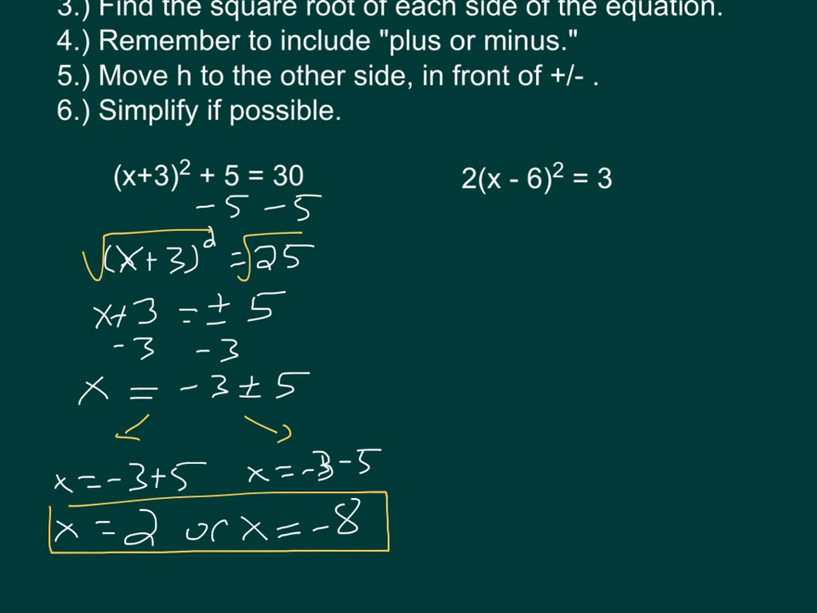I can go back into the original and plug in, and you'll see that that will work out. Same type of thing for the second problem. We want to get that x minus 6 squared by itself, so I'm going to divide each side by 2.